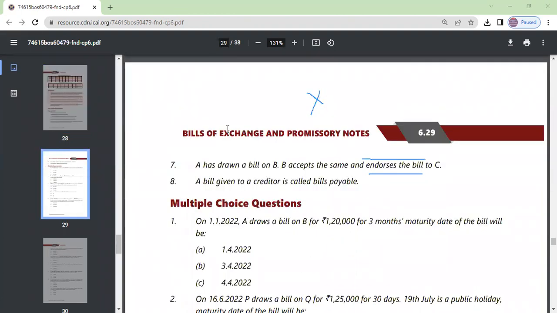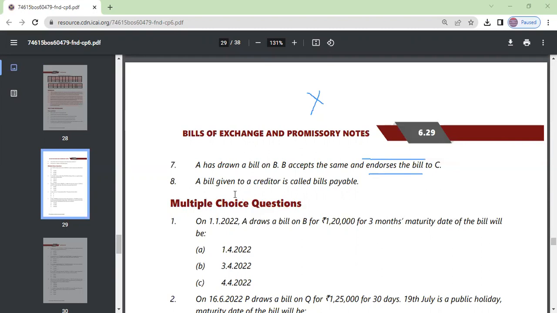Next, 7th. A has drawn a bill on B. A is called the drawer, B is called the drawee. B accepts the same. Okay, B is called the acceptor or drawee and endorses the bill to C. Who endorsed? B, the drawee? No. Who can endorse the bill? The holder of the bill, the person who received the bill. Who received the bill? The drawer. So the drawer can endorse the bill to C. So this sentence is false. A can endorse to C or any other person, not the acceptor, not the drawee.